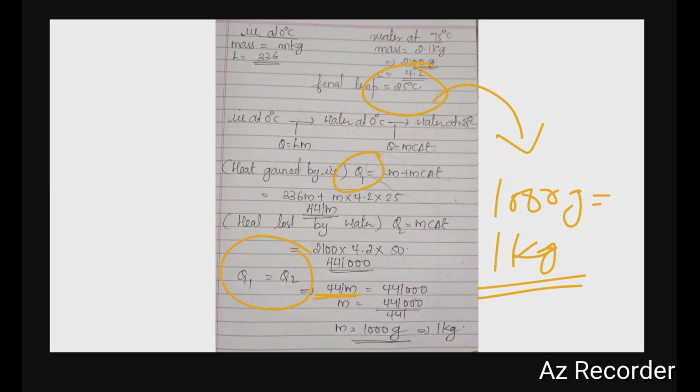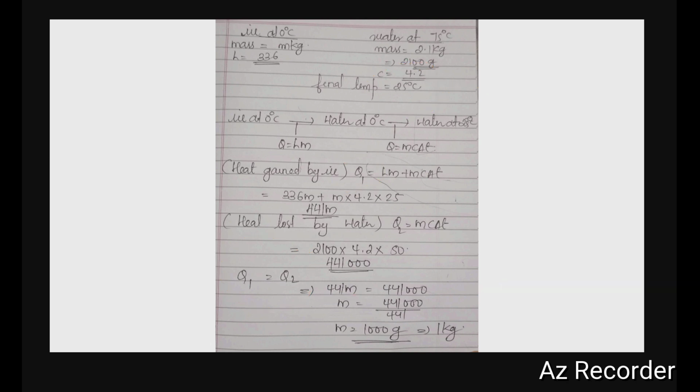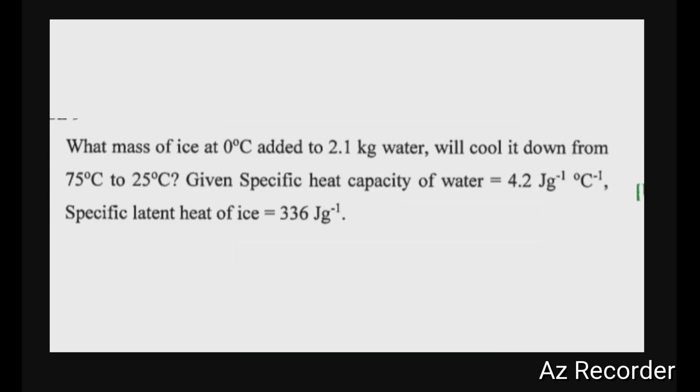Once again I'm explaining the key concept. This is what you have to know. What happens to ice at 0? Ice at 0 first changes to water at 0 degrees Celsius, and this very water at 0 degrees Celsius later converts to water at 25 degrees Celsius. How do we come to know about it? Because it is given in the question that the temperature of the mixture finally becomes 25.